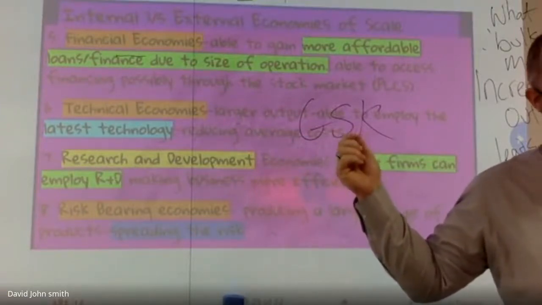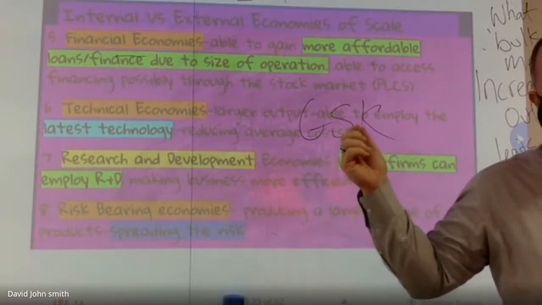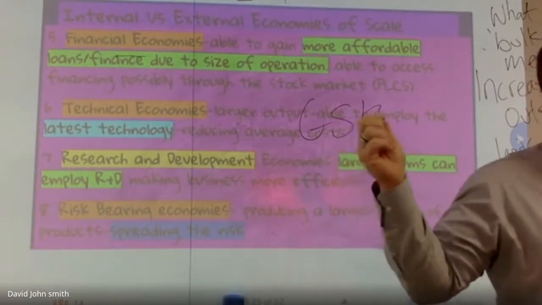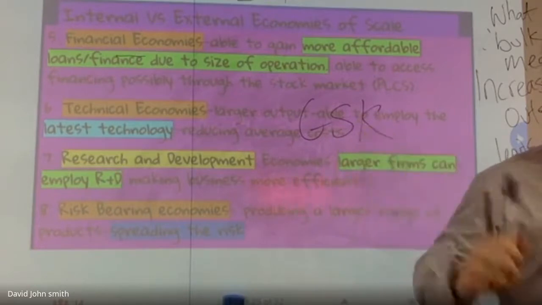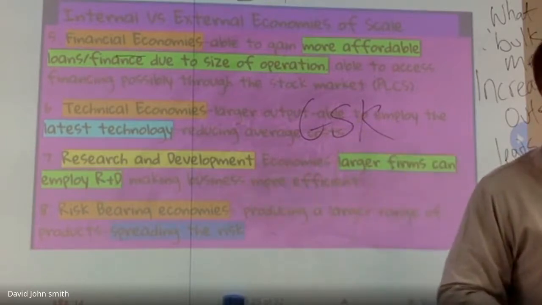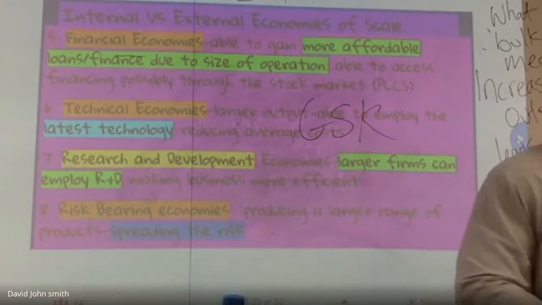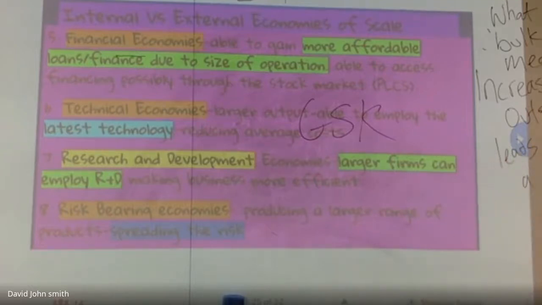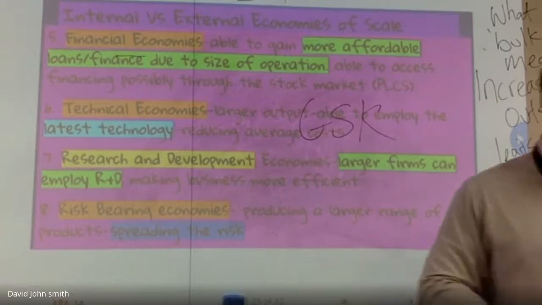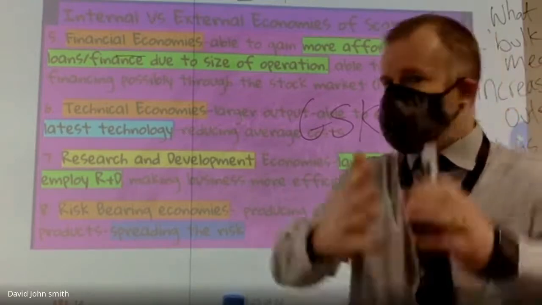GlaxoSmithKline, did you find out what they make? All right, anybody click on the Google? What does GlaxoSmithKline make? Yes, pharmaceuticals, to be precise. Hundreds of them. Hundreds and hundreds, all sorts of different ones.